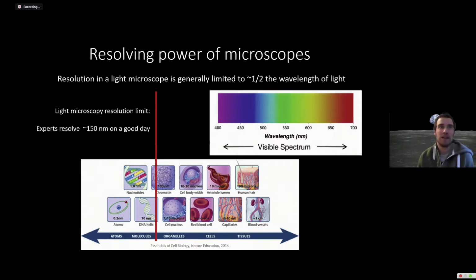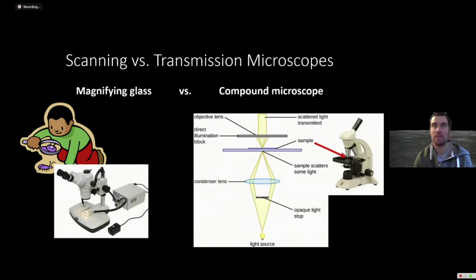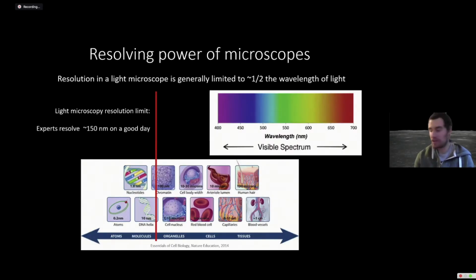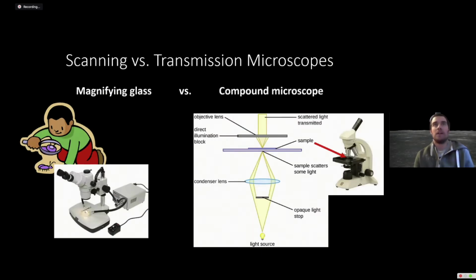So we're talking about 150 nanometers on a good day would be like a single pixel in a microscope image. Again, this is just to emphasize that these things are on very small spatial scales, but light is limited and electrons are much smaller than the wavelength of light, and so we can leverage those electrons to get high resolution.